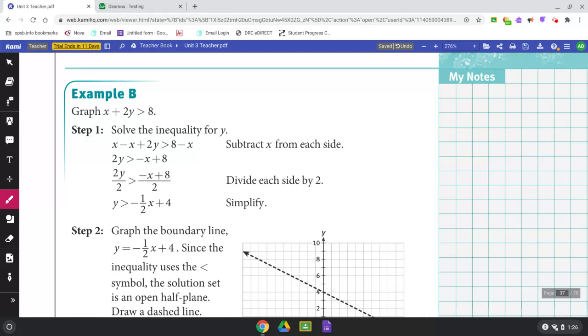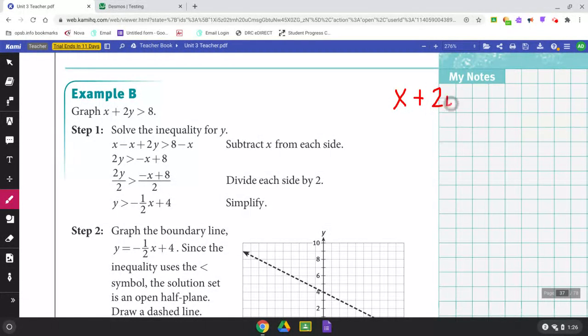Now, this is a standard form, which means that we're going to have to solve the inequality for y so that we can have our inequality in slope-intercept form and pull out our slope and our y-intercept. In order to do that, I'm going to write all the steps out here to the right, the way that you're used to seeing me write them.